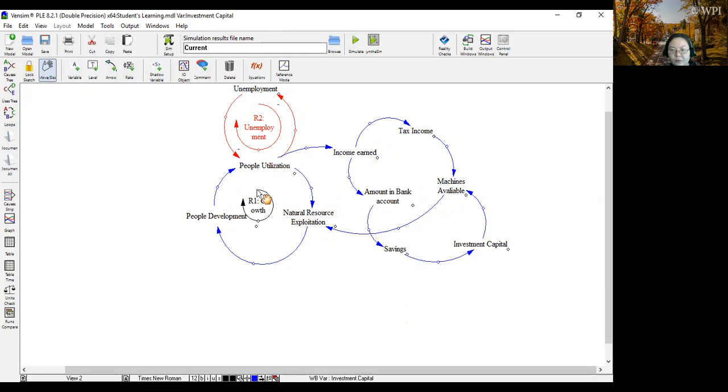So when people utilization increases, income earned increases. Income earned increases machines available. Machines available increases natural resource exploitation. Also, amounts in bank balance increases savings. Savings increase investment capital. Investment capital increases the machines available, and machines available increase natural resource exploitation. So we can say that.